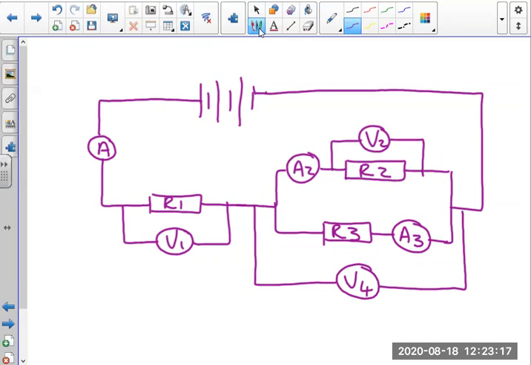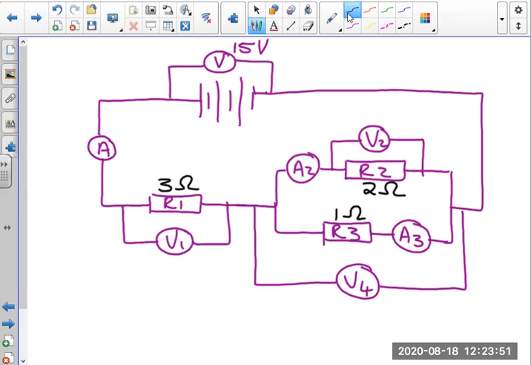Now the information they give us is that the total voltage over the battery is 1.5. So they give us this 1.5 volts. The next thing they say is that R1, this resistance, is 3 ohm. So let's put that in. They say R2 is 2 ohms and R3 is 1 ohm. And now they want us to solve the rest of that.